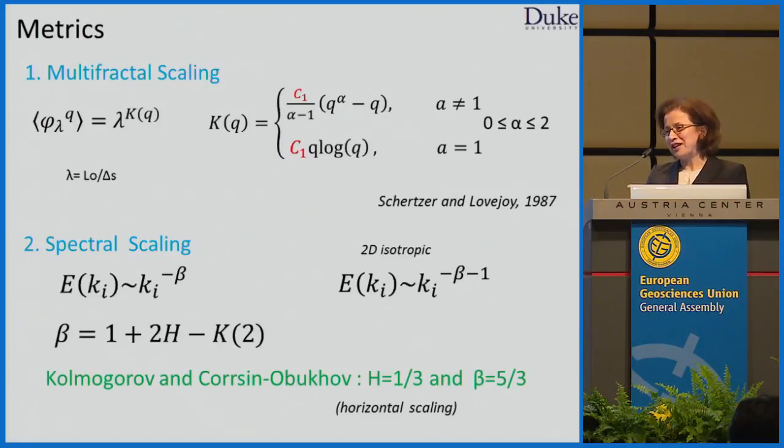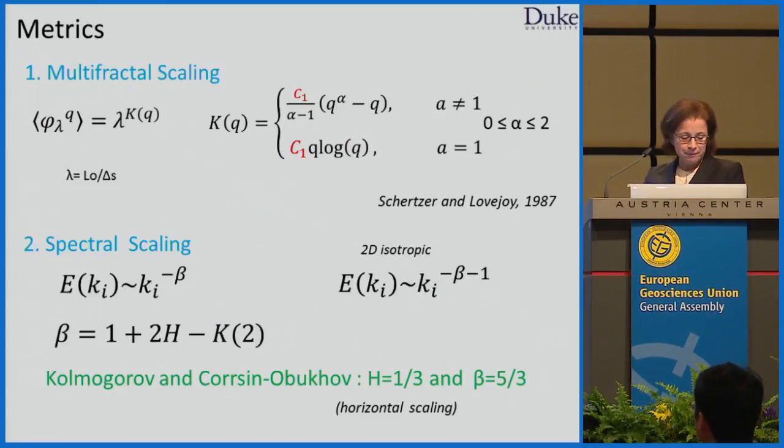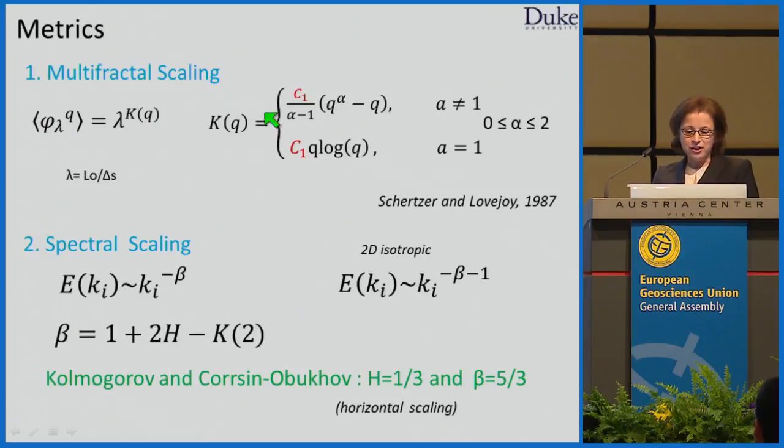We're going to be very simple here in terms of the metrics that we'll be using, and this is the extent to which I'm going to have any equations. We're going to use two different types of metrics to look at the scaling behavior: multifractals and basic spectral scaling. We'll focus on intermittency factors in terms of multifractals, and on beta in terms of spectral scaling, and keep in mind the 5/3 factor that we're always looking for.